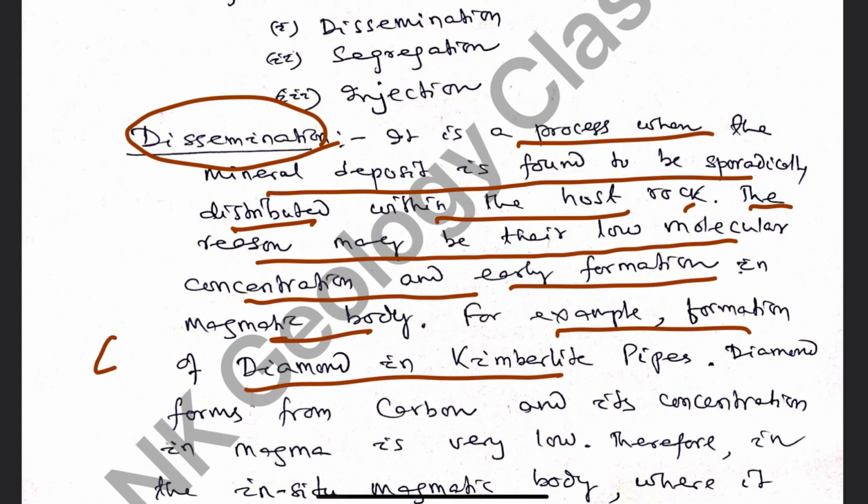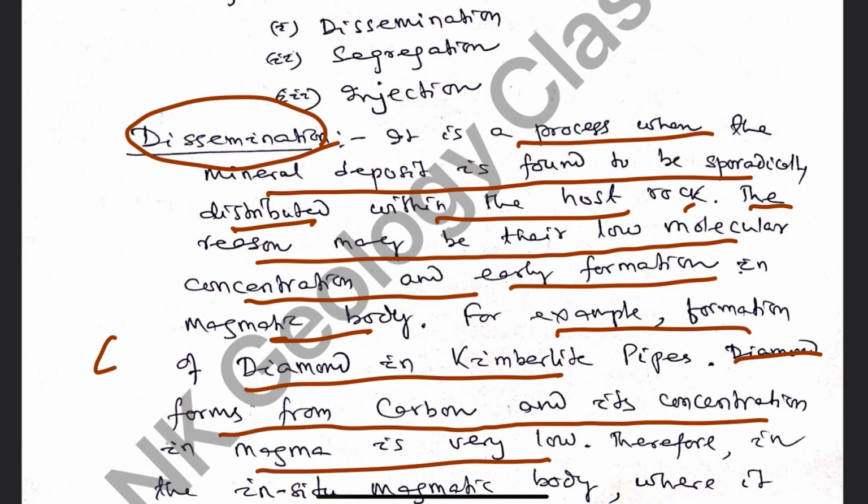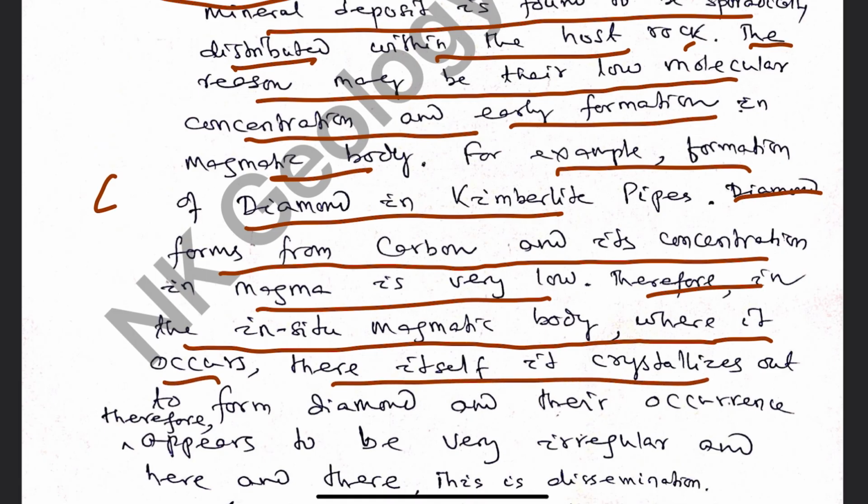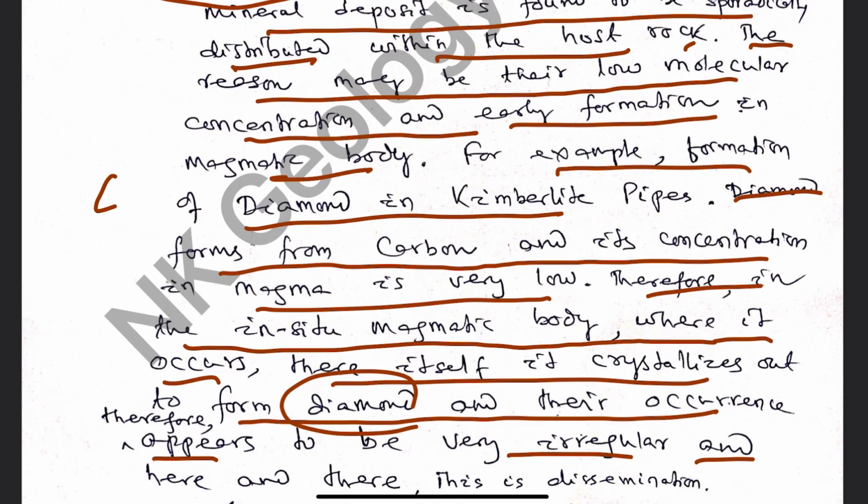Diamond is made out of carbon. Carbon concentration in magma is found to be very low. So diamond forms from carbon and its concentration in magma is very low. Therefore, in the in situ magmatic body where it occurs, it crystallizes out to form a disseminated deposit, or diamond occurs in disseminated form, irregularly here and there. The deposit is found to be there, and that's why it is a dissemination deposit.